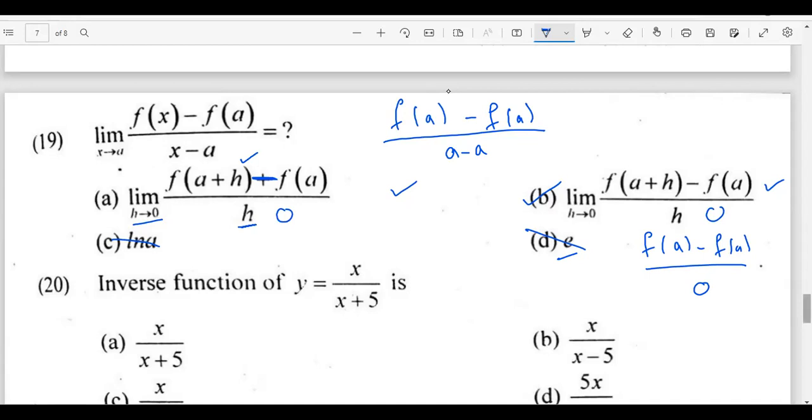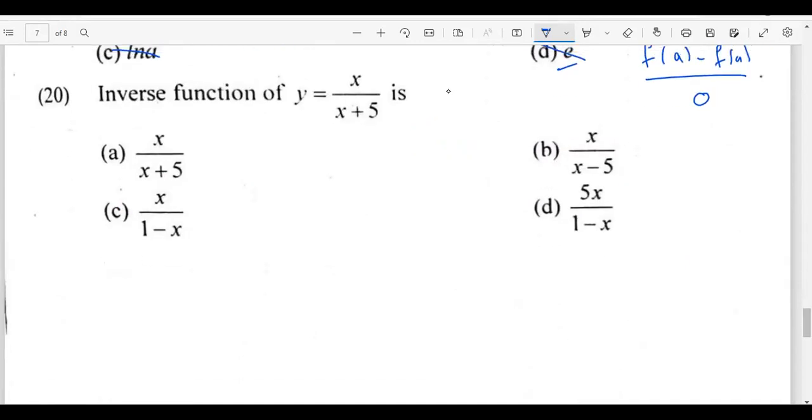Perfect. Okay. Then the 20th question says the inverse function of y equals x by x plus 5. Now that's very simple. So you can just differentiate it and then tell me the answer. Differentiate it? You can just find the inverse and tell me the answer. Okay. So x is equal to y by y plus 5.